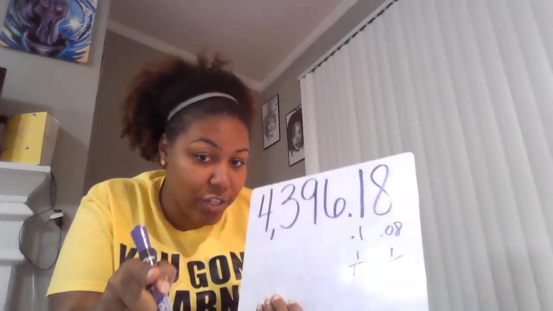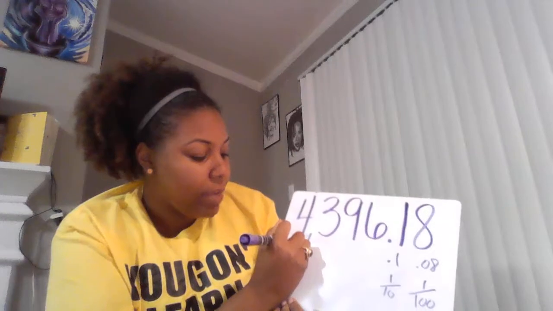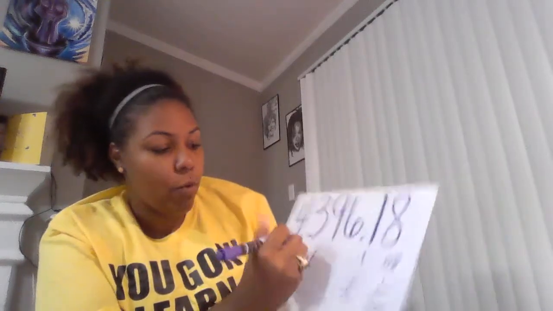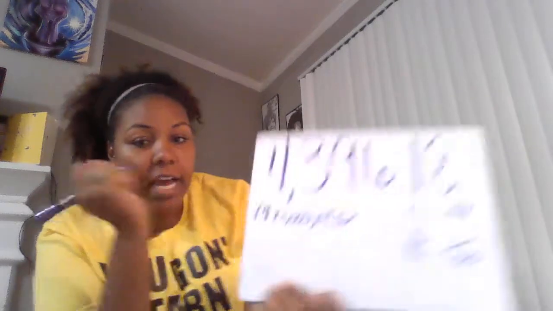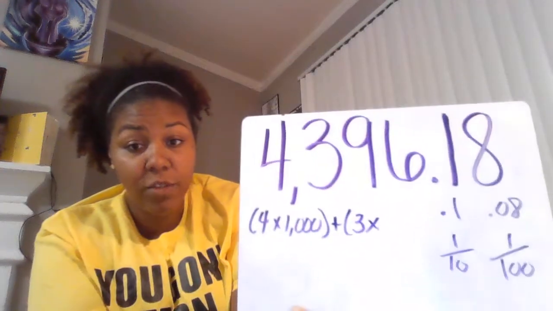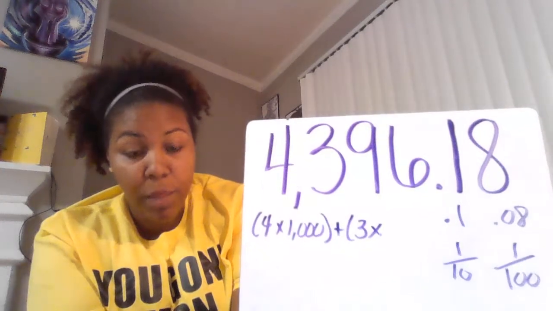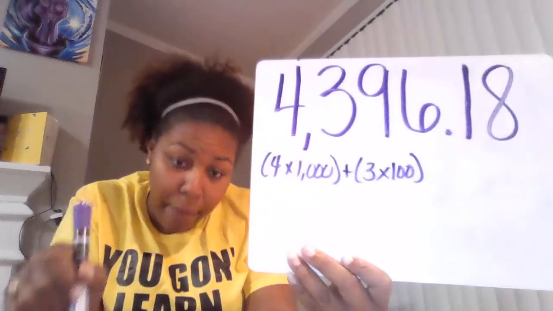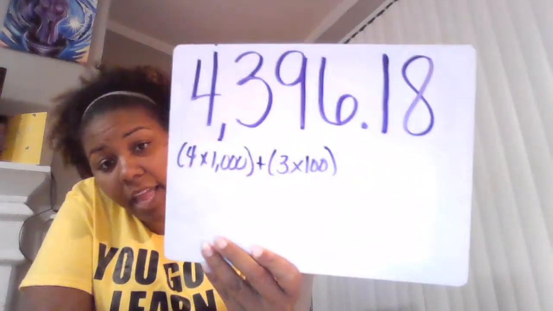Remember miscommunication from the other day? So you will write 4 times 1,000 plus, and then you'll continue on. So this would be 3 times, what place is the 3 in? Hundreds place. So 3 times 100. And you're going to continue on. Let me erase this. You're going to continue on writing this number in expanded notation on the paper on your desk. Do that now.